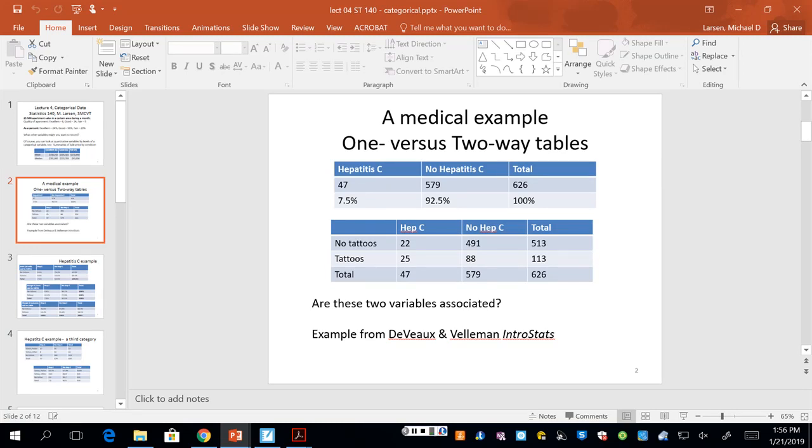So of the 47 that had hepatitis C, 22 had no tattoos, and 25 did. Right? Of the 579 that did not have hepatitis C, 491 had no tattoos, and 88 did. So there were 513 out of the 626 overall that did not have tattoos. Right? And so you can add up the rows or columns as you wish. Does it appear that these variables are related to one another?